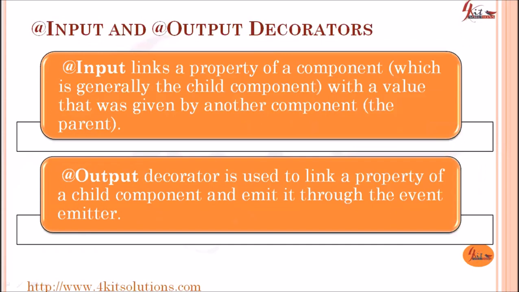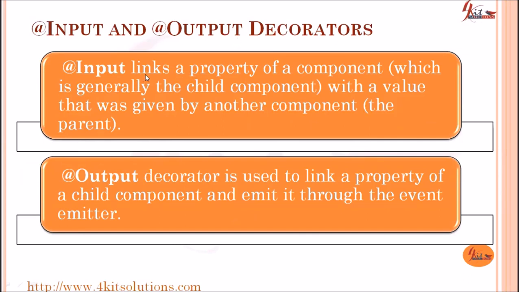Then we have input and output decorators. Input and output decorators come in when, as I told you, app component is my parent component and all other components are my child components. Through binding, we have seen how we can pass data between view and my component. Suppose I want to pass some data from my parent component to the child component or from child component to the parent component. How can we do it? We can do it through input and output decorators.